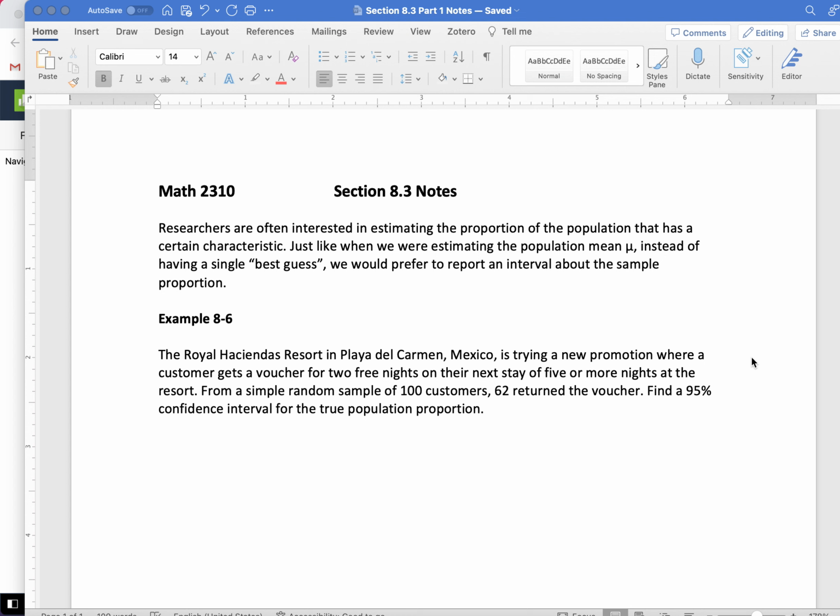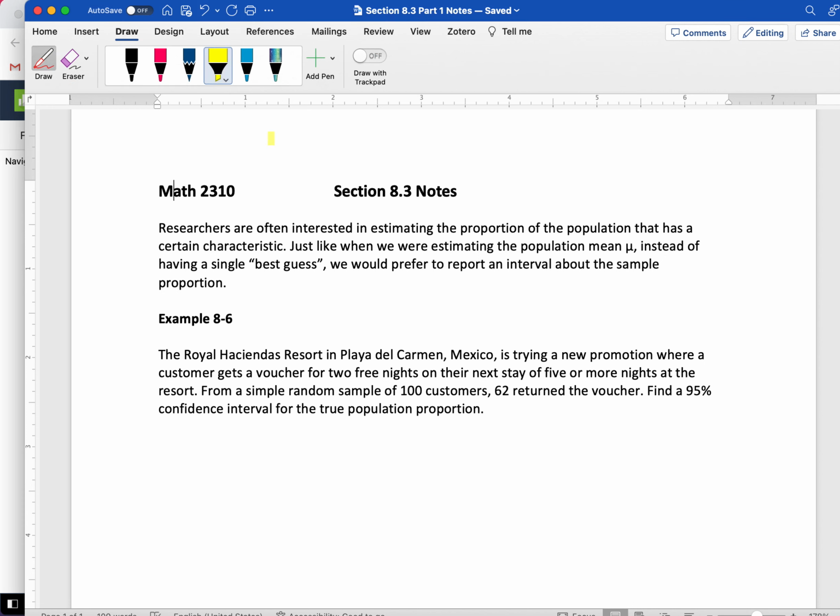So let's look at example 8.6. The Royal Haciendas Resort in Playa del Carmen, Mexico is trying a new promotion where a customer gets a voucher for 2 free nights on their next stay of 5 or more nights at the resort. From a simple random sample of 100 customers, 62 returned the voucher. Find a 95% confidence interval for the true population proportion.